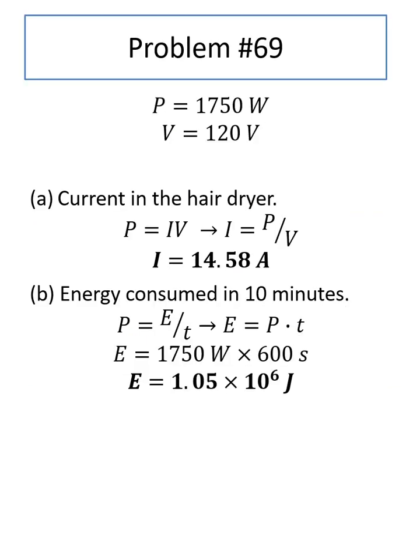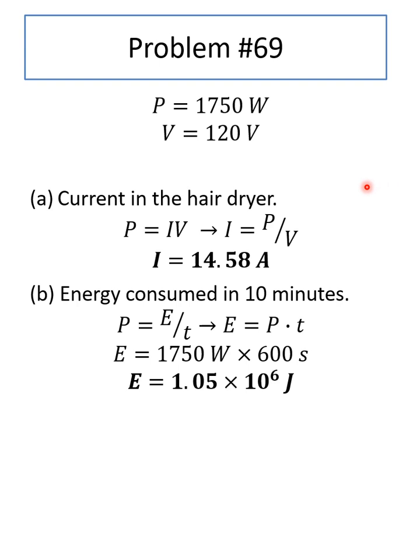Problem number 69 says a hairdryer consumes 1750 watts when connected to a 120 volt source. Find the current in the hairdryer, how much energy is consumed if it runs for 10 minutes, and compute the monthly cost if the hairdryer runs for 10 minutes each day at a cost of 15 cents per kilowatt hour.